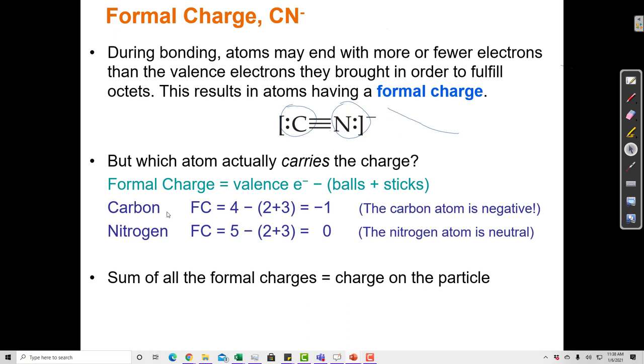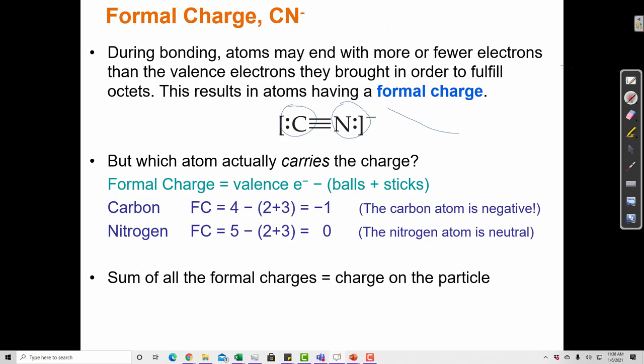All right, so the formal charge on each atom: carbon has 4 valence electrons minus 2 plus 3, balls plus sticks. So 4 minus 5 equals negative 1 for carbon. Nitrogen comes in with 5 valence electrons. It's further in the periodic table than carbon. 5 minus 2 plus 3, balls plus sticks. 5 minus 5 equals 0. So nitrogen doesn't have a charge. The charge is 0. The nitrogen atom is neutral. The carbon atom, after this calculation, has a negative 1. That means the carbon atom has a negative charge.